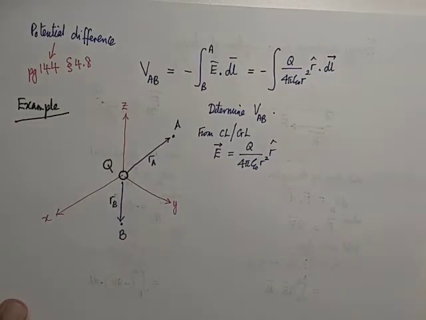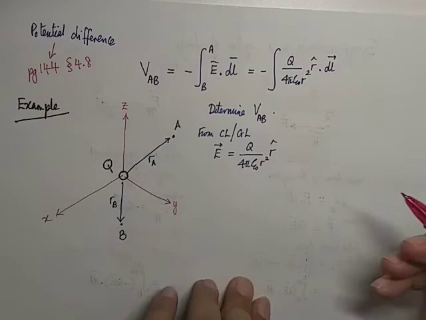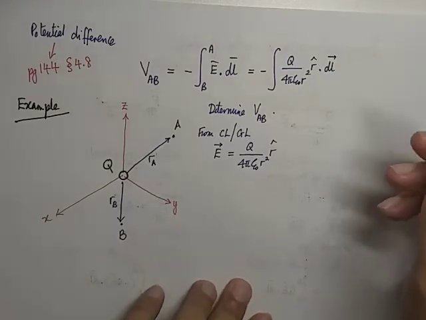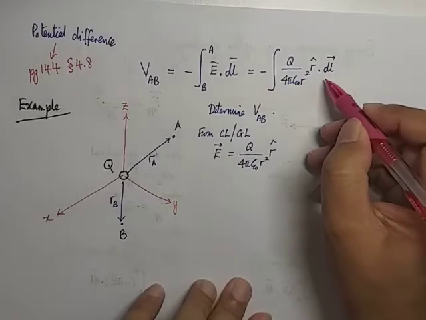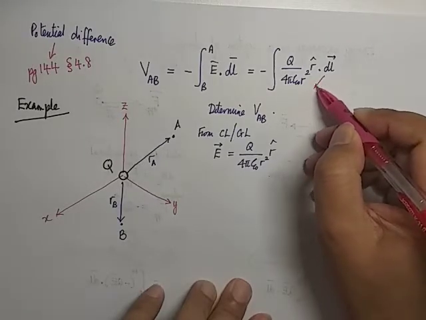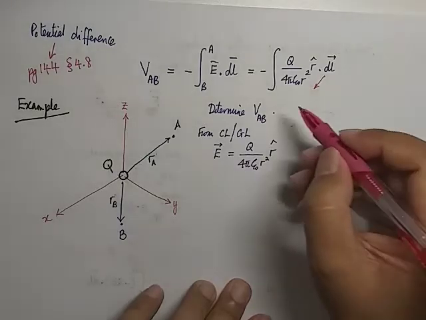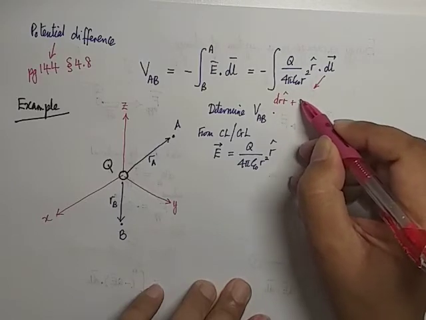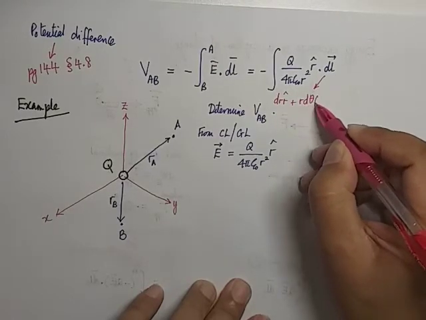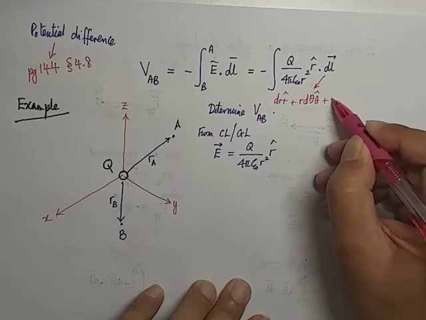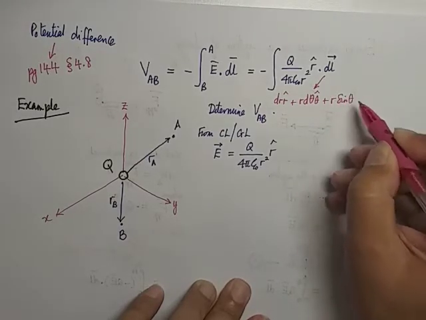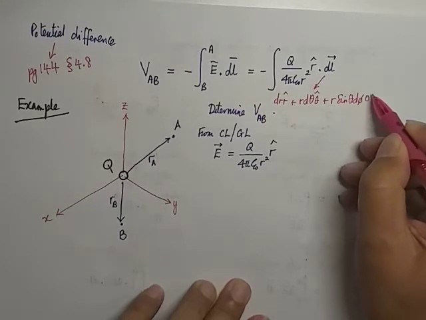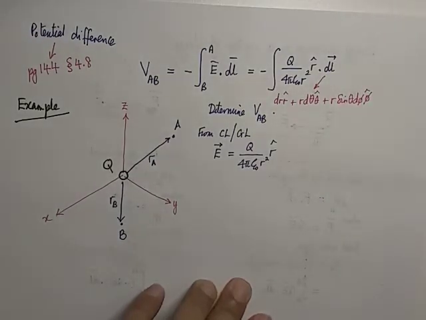Okay. Now, what should we do about the dl here? For us to substitute dl, we must refer back to handout number 2. We have a table, and from our table we know that the dl based on spherical coordinates should be dr in the R direction, plus R d theta in the theta direction, plus R sine theta d phi in the phi direction. That should be our dl based on spherical coordinates.